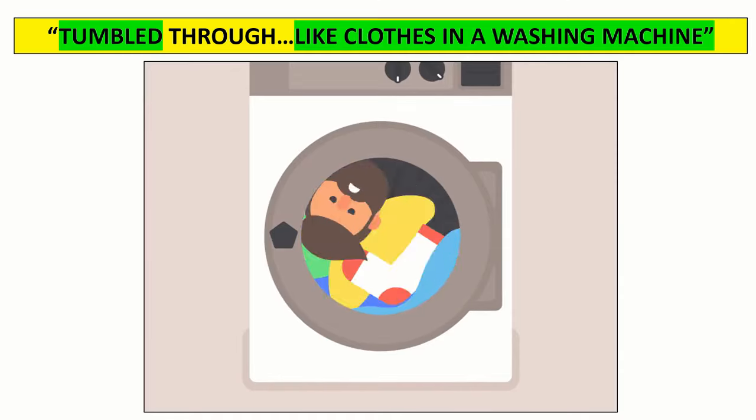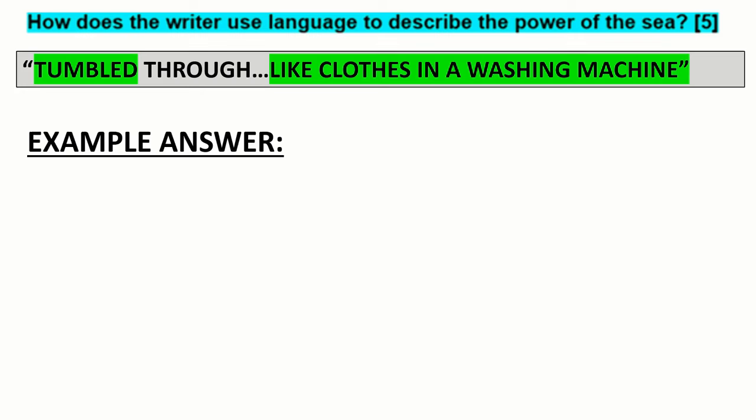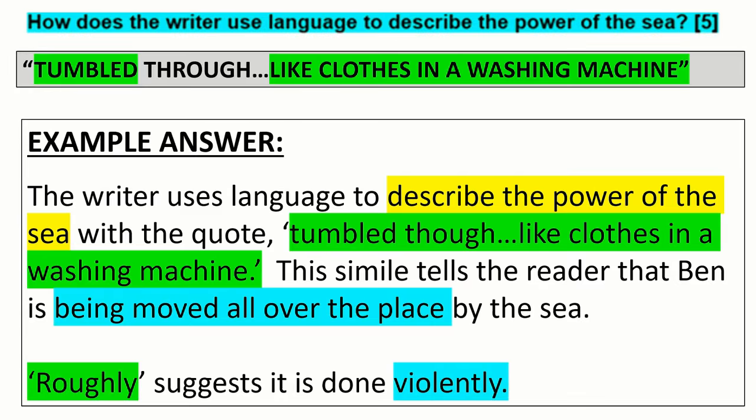Ben Fogle tumbled through like clothes in a washing machine. So this is what Ben Fogle's basically doing when he capsizes in the boat. So you can explain that. The writer uses language to describe the power of the sea with tumbled through like clothes in a washing machine. This simile tells the reader that Ben is being mauled all over the place. And then you could zoom into roughly because it says he's roughly done it. And this suggests it's almost done violently. So he's not drifting around really slowly. Roughly means it's really quick, really fast, really horribly that he's been sucked into the sea.